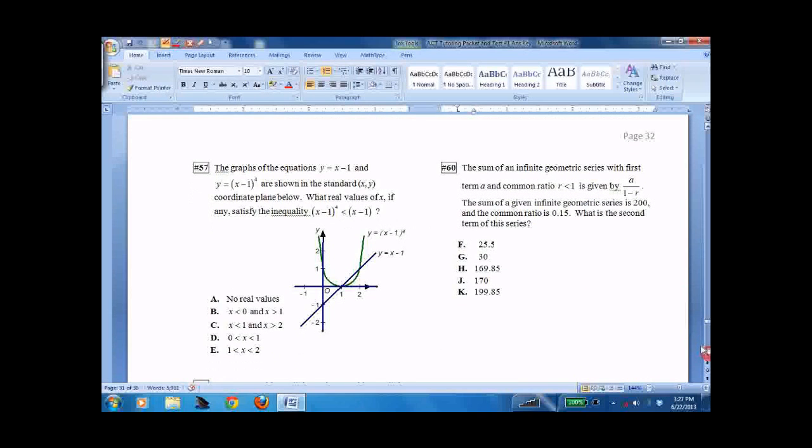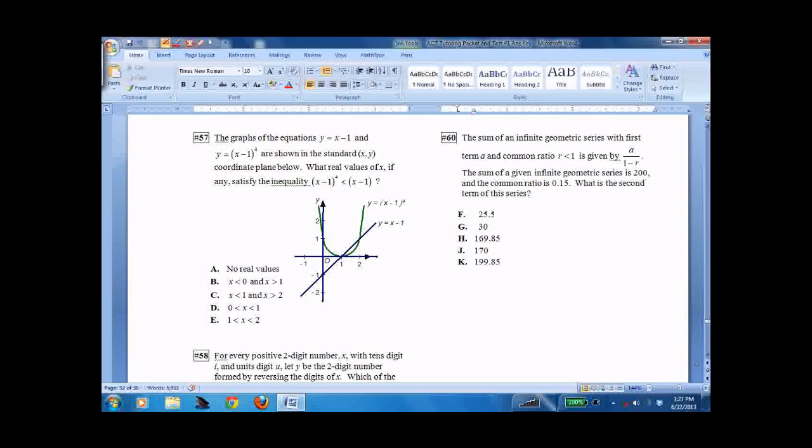Graphs of the equations y equals x minus 1 and y equals quantity x minus 1 to the fourth are shown below. Which values satisfy the inequality? Well, x minus 1 to the fourth is the green graph here. It's this one. And the other one, x minus 1, is this one. So they're saying when is it less than that graph? So they're looking for this region right here, but they're also looking on the x-axis. So when x is 1 or greater and 2 or less, you'll find all those values are less.